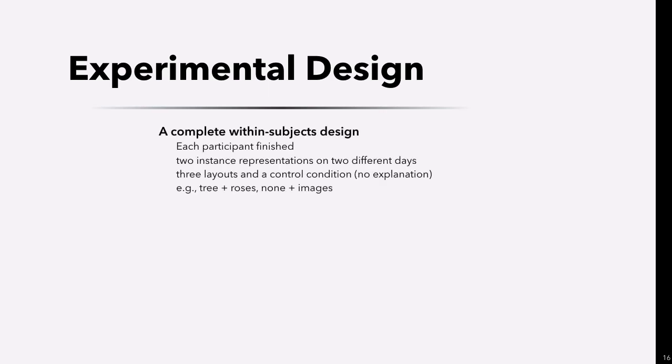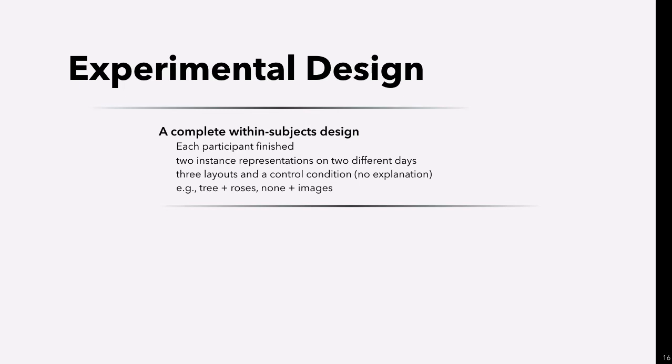For the experiment design, we use a within-subject design where each participant finishes all the conditions. They see different instance representations on 2 different days. It's basically we ask them to come back. On each day, they saw 3 different layouts and a control condition where no explanation was available. And in each condition, it's basically a combination of a spatial layout and an instance representation. And in the control condition, they only have the instance representation and no explanation was given.